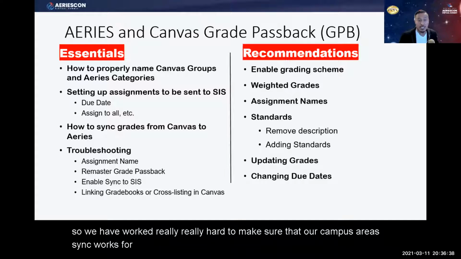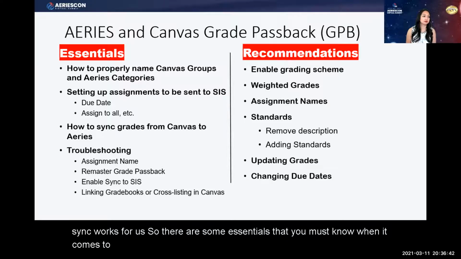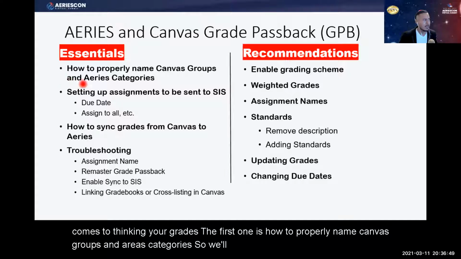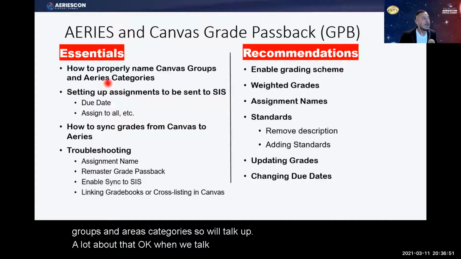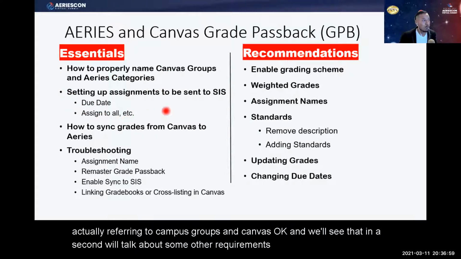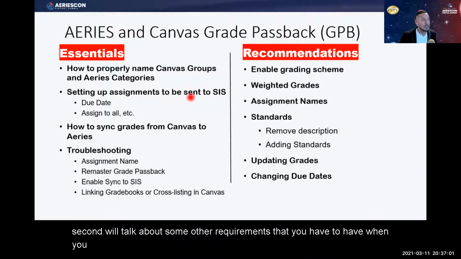So there are some essentials that you must know when it comes to syncing your grades. The first one is how to properly name Canvas groups and Aeries categories. We'll talk a lot about that. When we talk about Aeries categories in Aeries, we're actually referring to Canvas groups in Canvas, okay? And we'll see that in a second. We'll talk about some of the requirements that you have to have when you create an assignment so that you can successfully sync to Aeries.